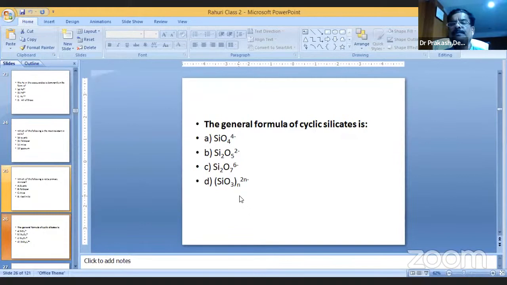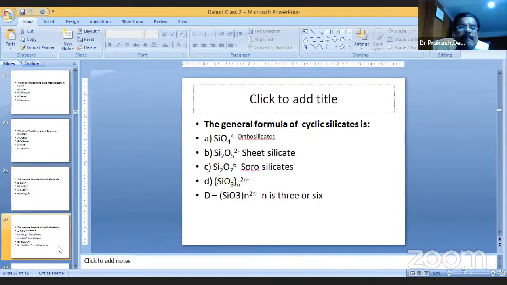Do you agree with me? Or 1? So suppose if it is 3, then it becomes 9, then Si3O9. If it is 6, it becomes Si6O18. 6 times 2 becomes minus 12. So that is the formula that I have given you earlier. You can just see this here. Orthosilicate, sheet silicate, sorosilicate. So then the answer D is correct. N is 3 or 6.